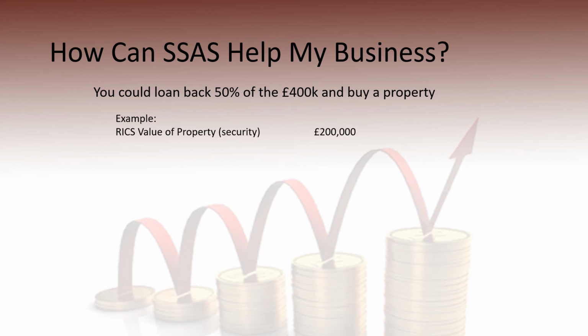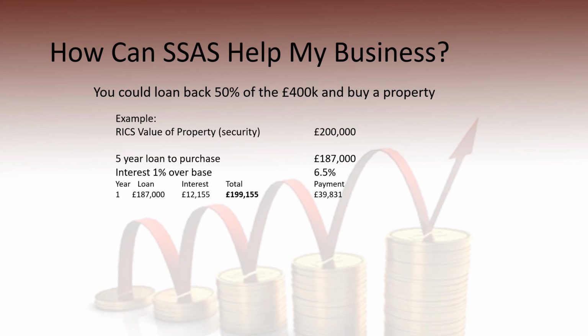So, for example, say you wanted to buy a property and it had a RICS valuation of 200,000. You can loan up to a maximum security value of 200,000. That means at 6.5% you could loan £187,000 from your SSAS, because at 6.5% the total loan value in the first year would be 199,155. That 199,155 is just a shade lower than 200,000.